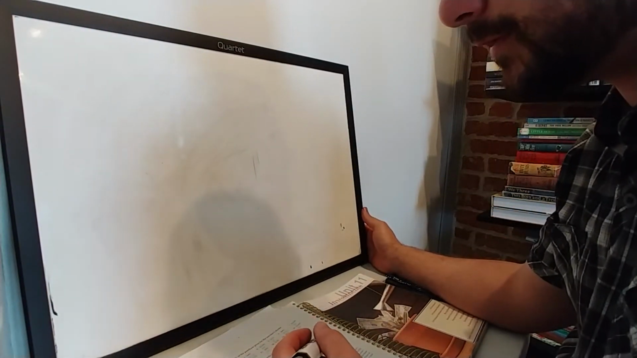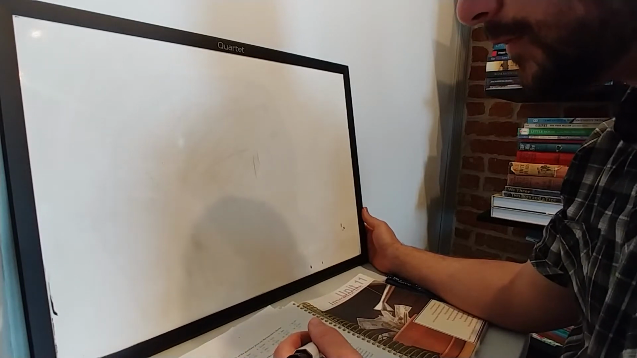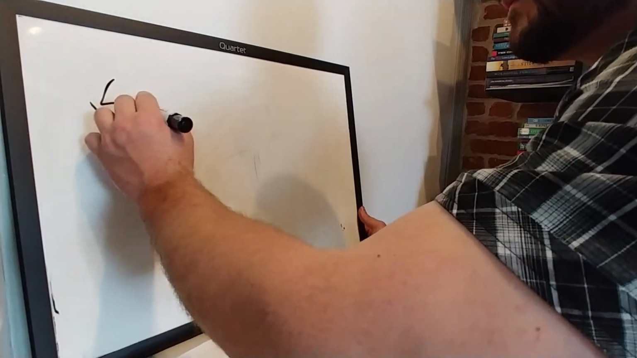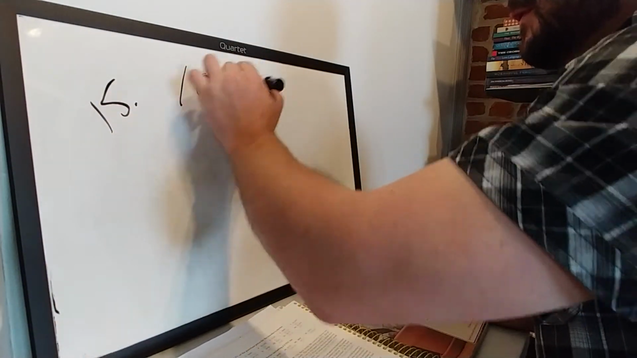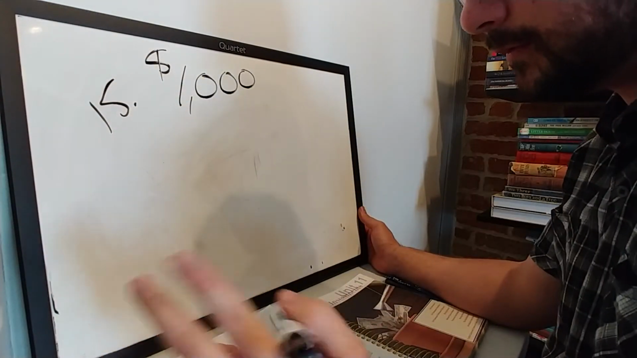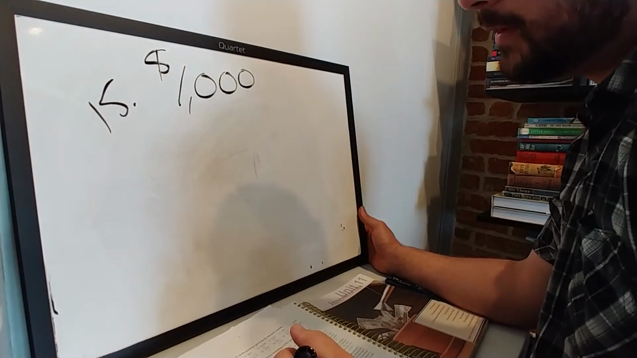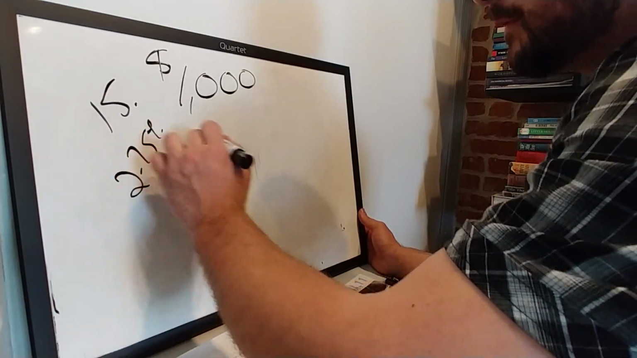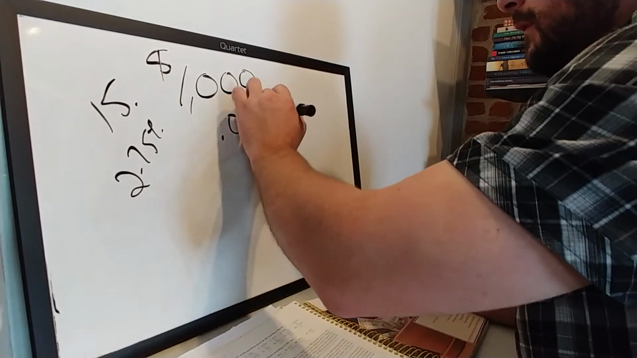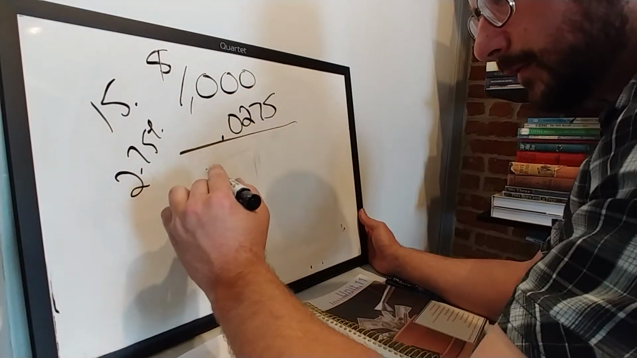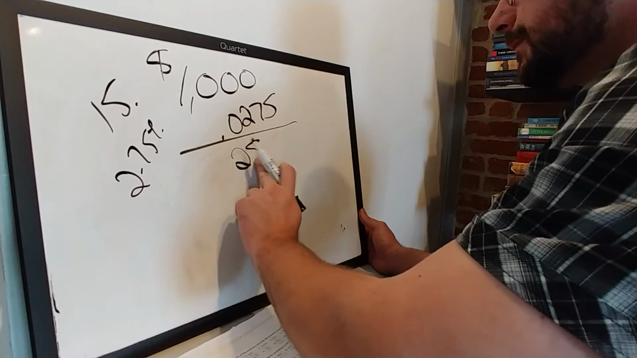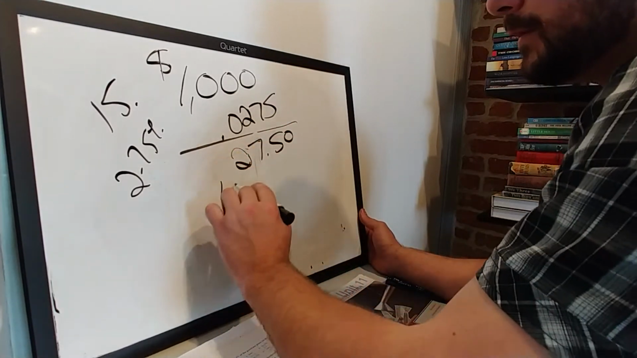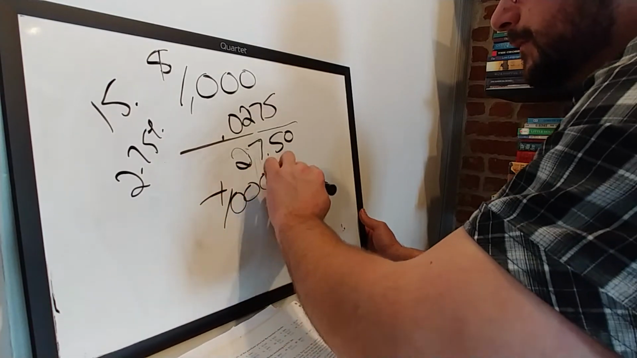Find the total cost of the traveler's check, including a 2.75% fee. So, number 15, you have $1,000. There's two ways to do this. You can do it in 2 steps, you can do it in 1. If you do it in 2 steps, you'll find 2.75%. 0.0275 should bring you out to $27.50. And then you'll add the original price of the check back on.